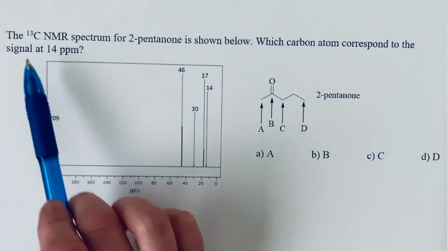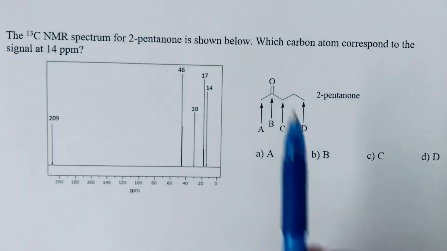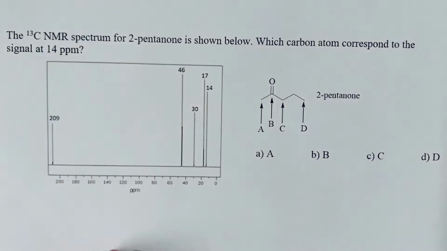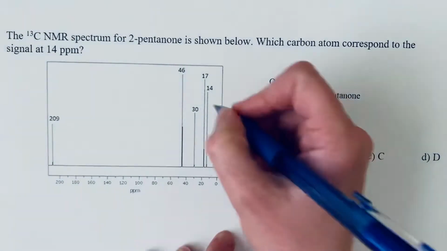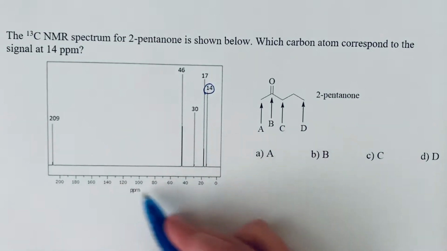So the carbon-13 NMR spectrum for 2-pentanone is shown below. And so it's asking you which carbon atom corresponds to the signal at 14 parts per million. So that's this signal here. So that's what these numbers are. It's telling you where on this bottom scale.